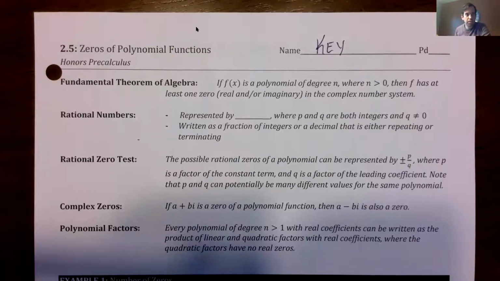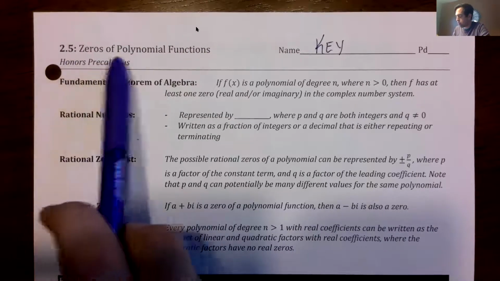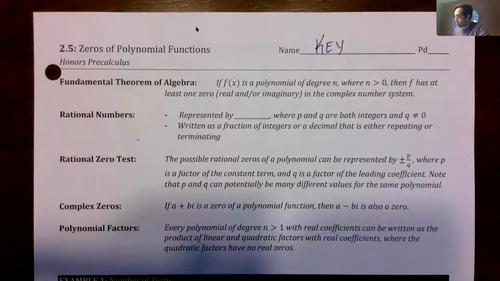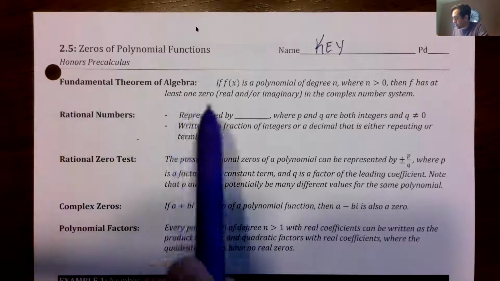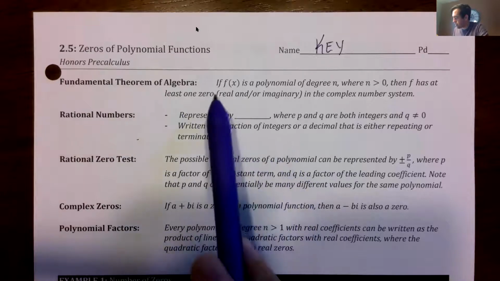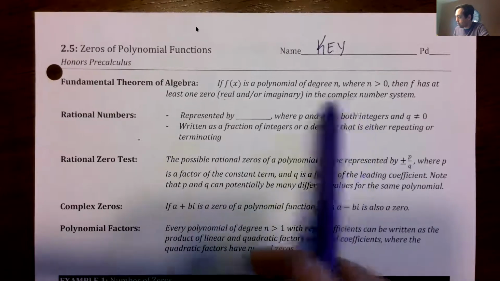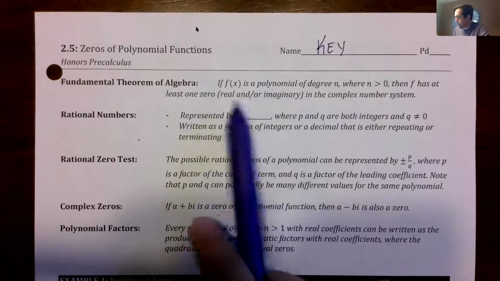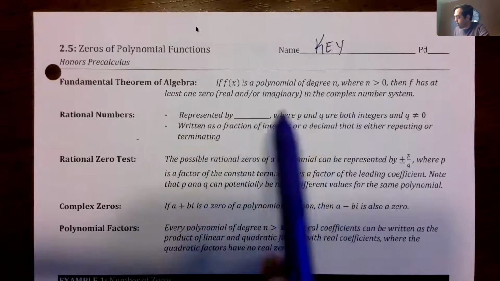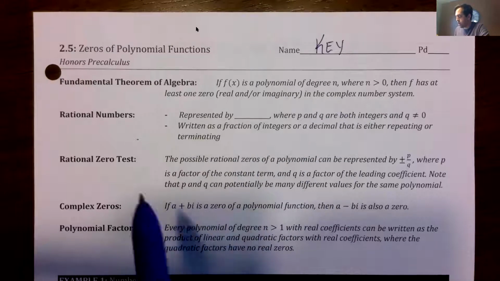Here are our notes. Again, we're looking at lesson 2.5, zeros of polynomial functions. So the first thing that we're going to talk about here is the fundamental theorem of algebra, which says that if f of x is a polynomial of degree n, where n is greater than 0, remember a degree is the highest exponent on an x, then f has at least one zero, real and or imaginary, in the complex number system. So a complex number can be real, imaginary, or a combination of the two. So every polynomial has at least one zero.